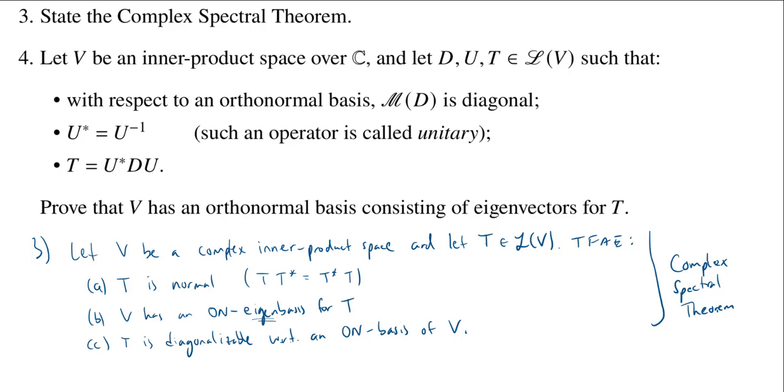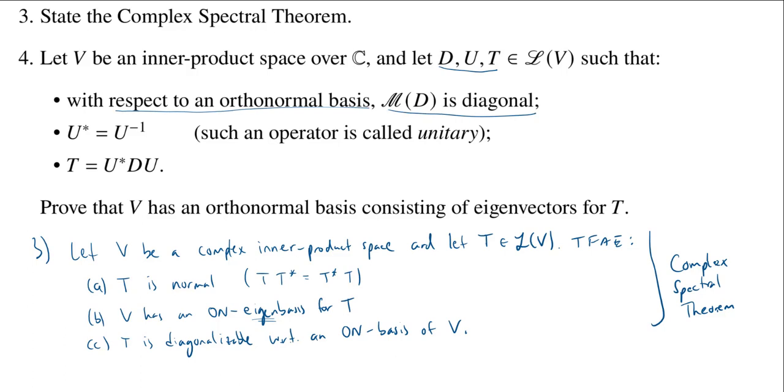All right, so let's move on to problem 4. It gives us an inner product space over the complex numbers. That's a complex inner product space. But here, we have three linear operators. Not just one: D, U, and T. Such that there are three conditions. First one, with respect to an orthonormal basis, the matrix of D is diagonal.